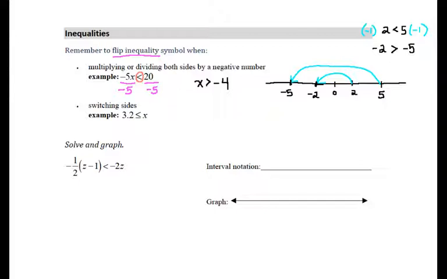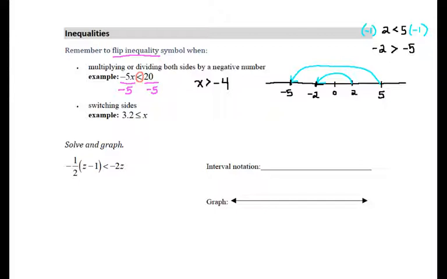Anytime I multiply or divide both sides by a negative number, it's like a combination of multiplying by -1 and scaling by whatever that value is. So we have to flip the inequality symbol to reflect that change of position that happens with that.